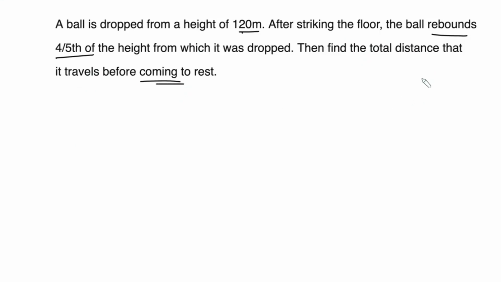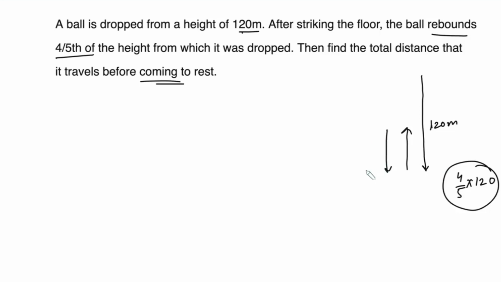Here we are given that a ball is dropped from a height of 120 meters. So it travels 120 meters and then it rebounds 4/5 of 120. And from here it comes back again the same distance. And then it rebounds 4/5 of this distance. So it rebounds 4/5 of 4 over 5 times 120. And this process continues until the ball comes to rest.